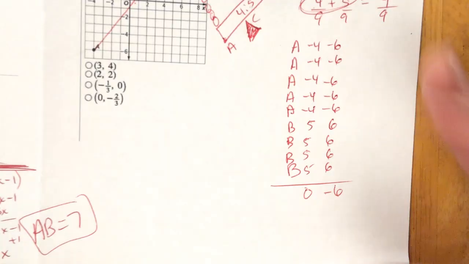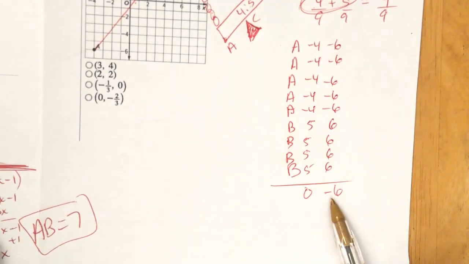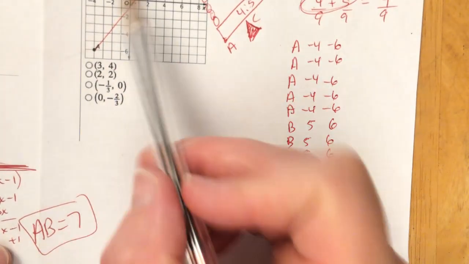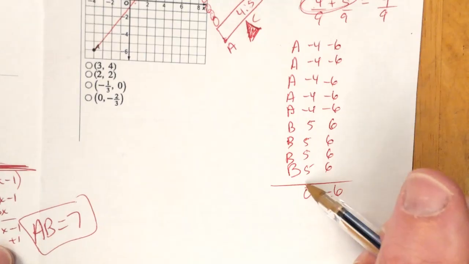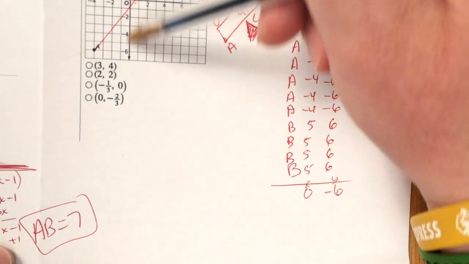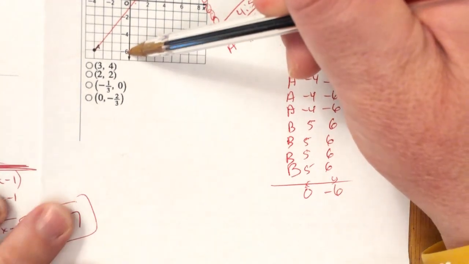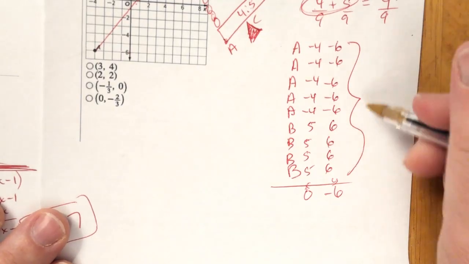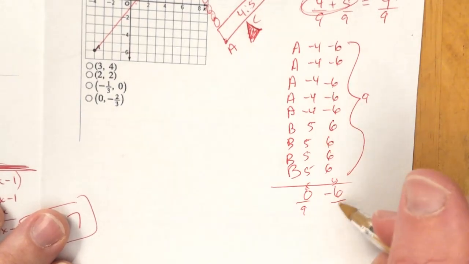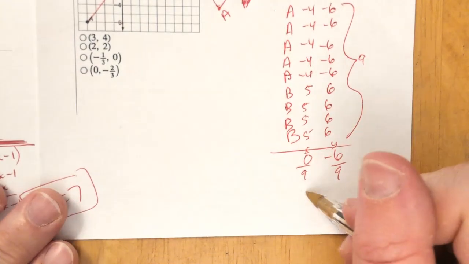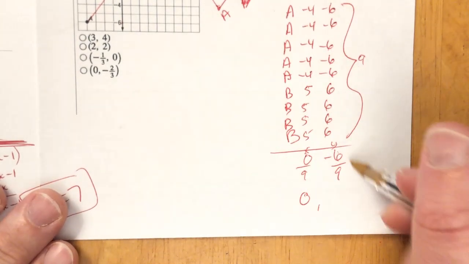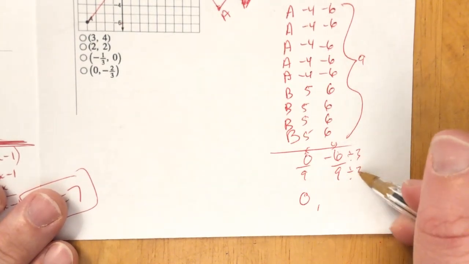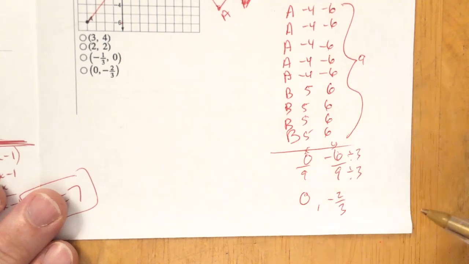Excellent. All right, so we add those together now, but is that the answer? No, because 0, so this is my x, that's my y, negative 6, that's not even on the line, is it? What did I forget to do? I forgot to divide by how many coordinates I had. How many coordinates we had? We had 9. So divide each one by 9, we get 0, comma, and then I could divide top and bottom by 3, and I get negative 2 over 3.